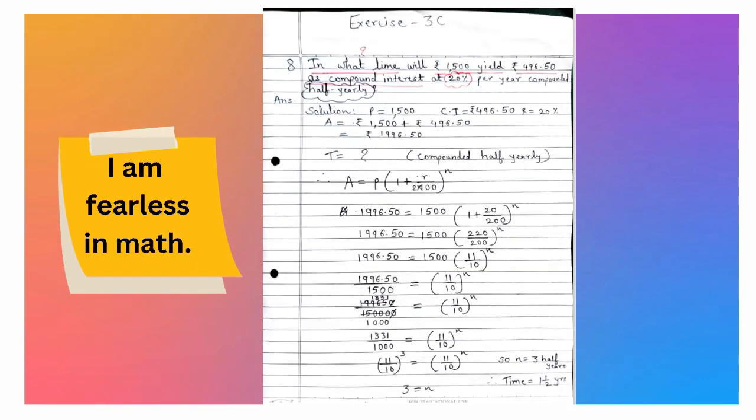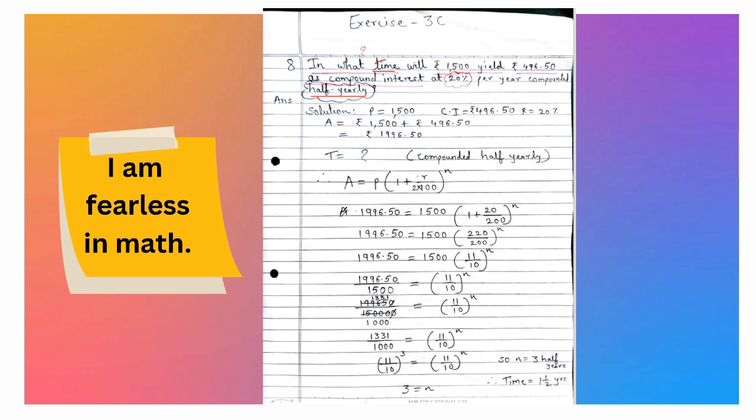Let's start with the eighth sum. In what time, meaning here you have to find out time. In what time will rupees 1,500 yield rupees 496.50 as compound interest at 20% per annum, compounded half yearly? This is very important: interest is compounded half yearly.